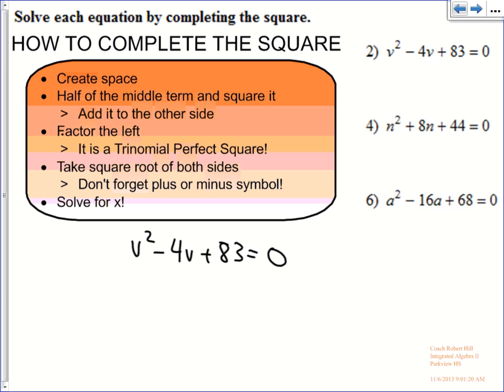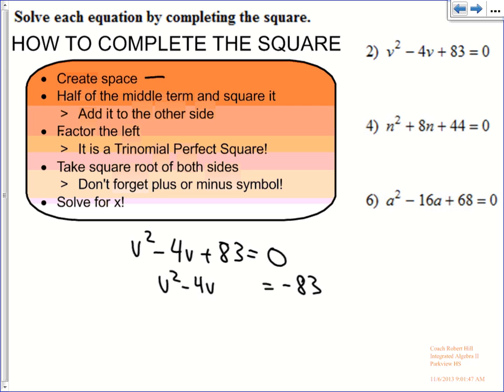Guys, when you complete the square, you have to know this set of steps. If you don't know these steps, completing the square is not going to make any sense to you. The first thing I have to do is create space. What I mean by create space is I have to get that 83 to the other side. So I subtract 83 and get it over there. That's what this first step is right here: creating space.